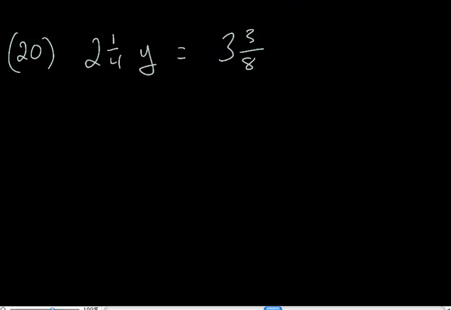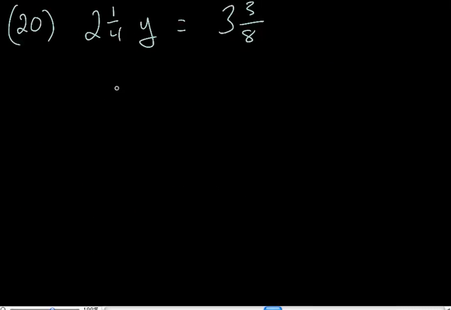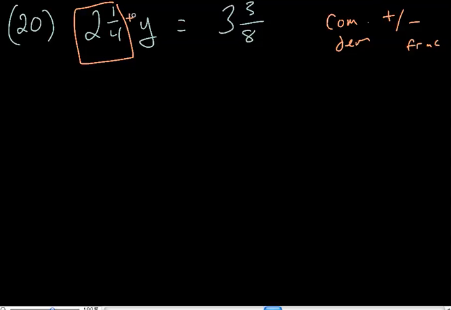Okay, next one. 2 1/4 of y is equal to 3 3/8. Now, do I need to do the common denominator? Well, the common denominator only applies when I'm adding or subtracting a fraction. Am I doing that here? No. I am taking this number and I am multiplying it by y. So I am not adding or subtracting anything, so don't worry about it. Not a big deal. What I do need to do, though, is put this in improper fraction form.